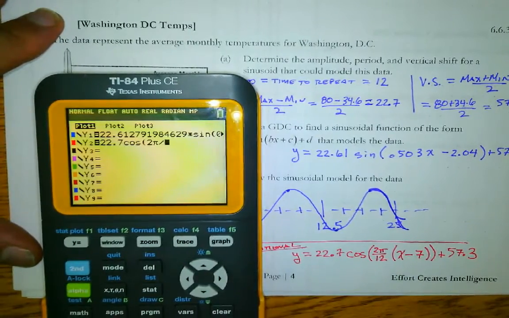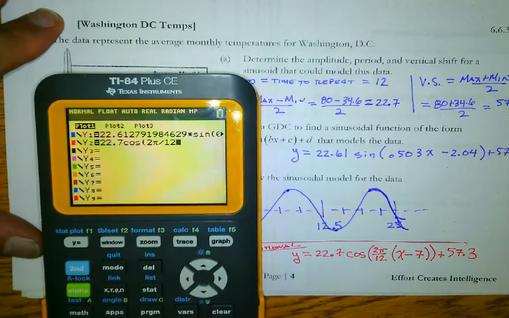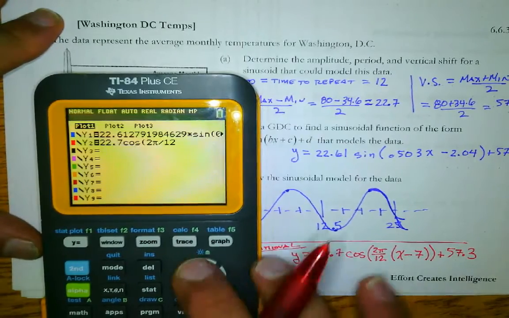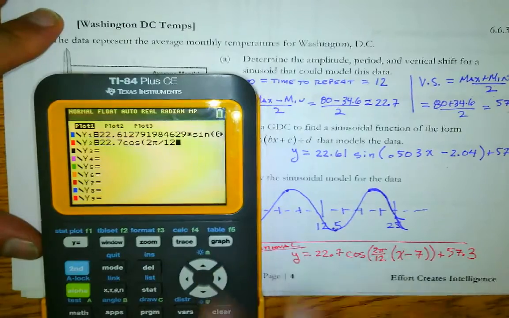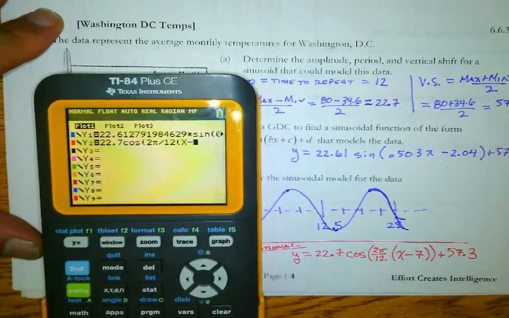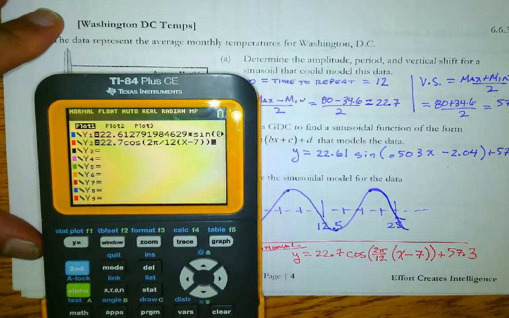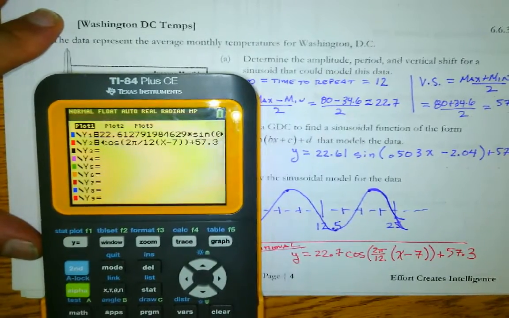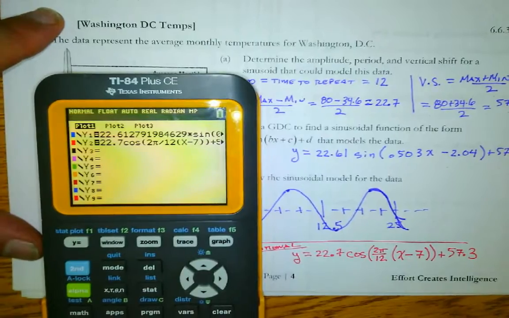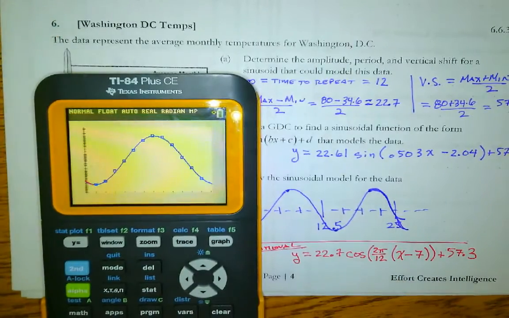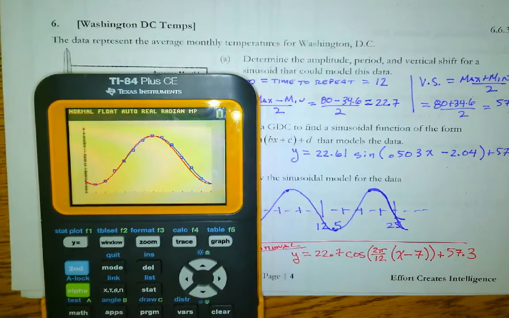2 pi divided by 12, okay, and whoops, pressed enter a little bit too soon, parentheses, x minus 7, close parentheses, close it again, and then plus 57.3. Right, be careful with all those parentheses. And now I'm going to graph, and I'm going to see, right, that estimate is really close to what the calculator gave me as well, right?